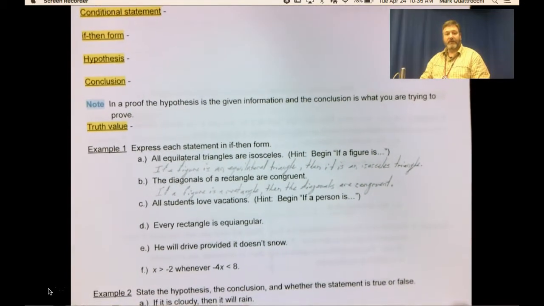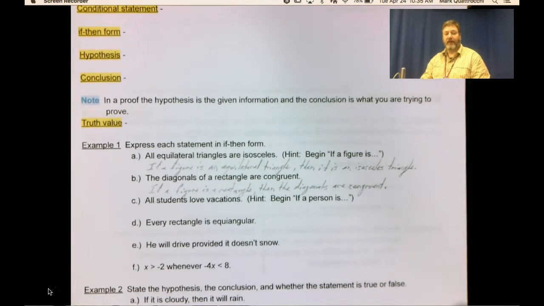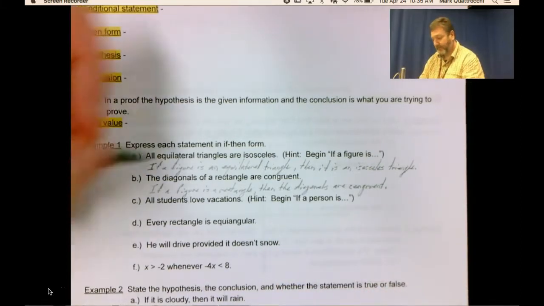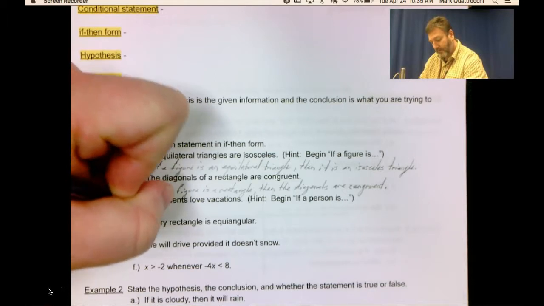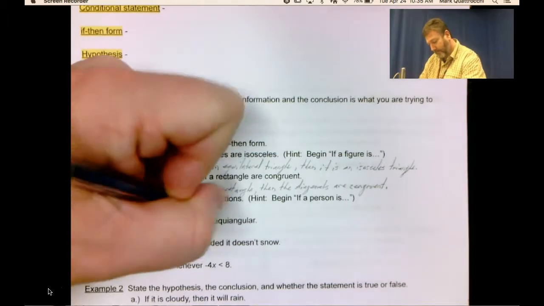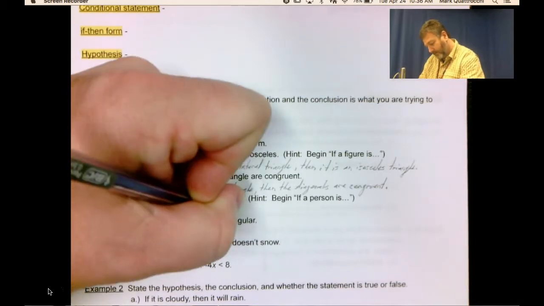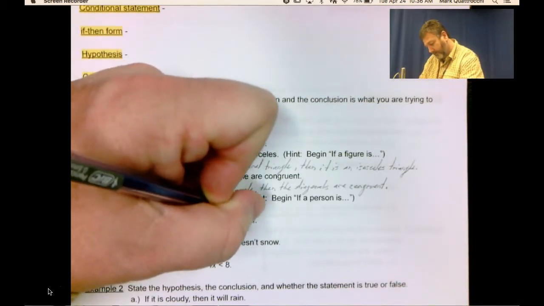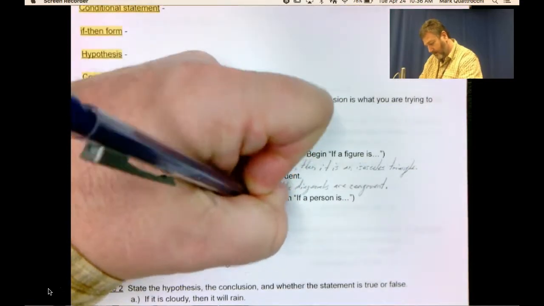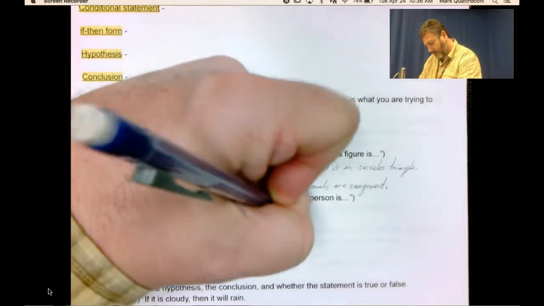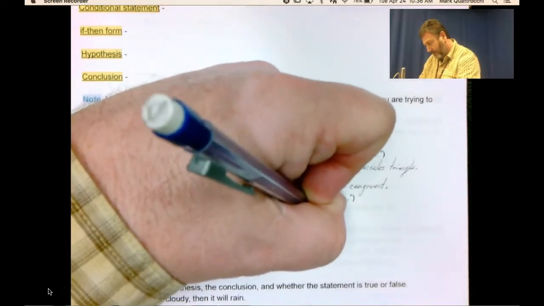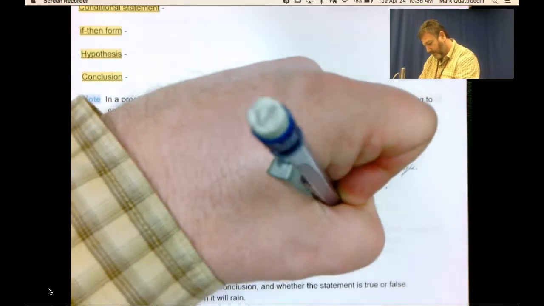All students love vacations. Again, we have a hint here. Begin with "if a person is." So, if a person is a student, then he/she loves vacations.